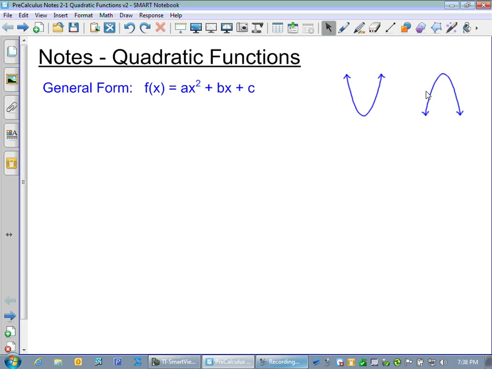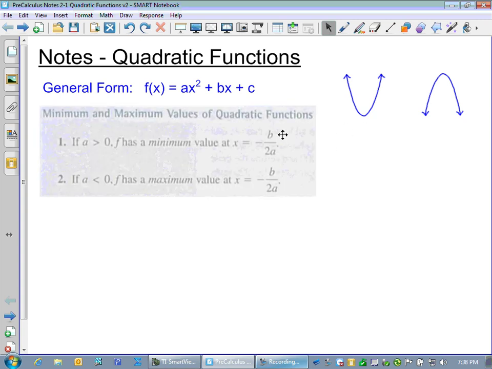Likewise, the one that opens down will have a maximum value at the vertex, and then the function will decrease without bound, so it won't have any minimum. So when finding the extremes, either a maximum or a minimum, all we have to do is find the vertex. There is a nice little shortcut formula for finding the x value of the vertex, and that is simply x equals negative b over 2a.